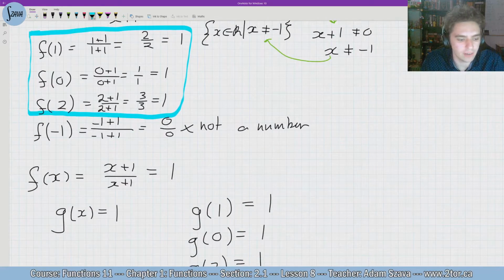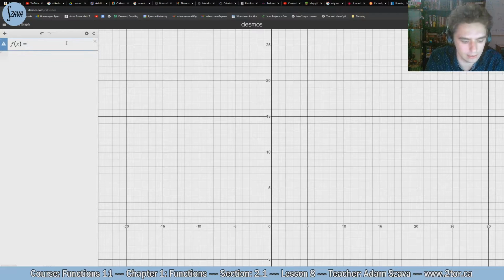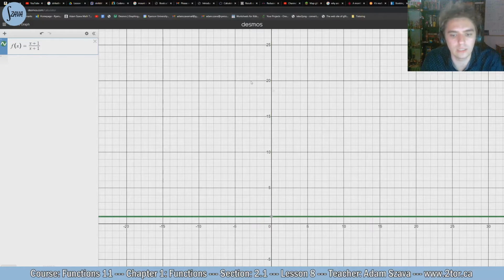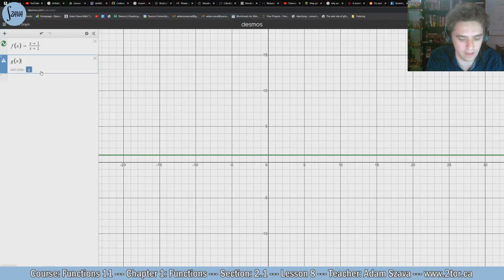And even if I graph them, if I take a graph here and I graph f of x first, so f of x is the fraction x plus 1 over x plus 1, you can see here we have a flat line. And if I graph the function g of x equals 1, we also just have a flat line, right? All the heights are 1 here. But there is a difference.